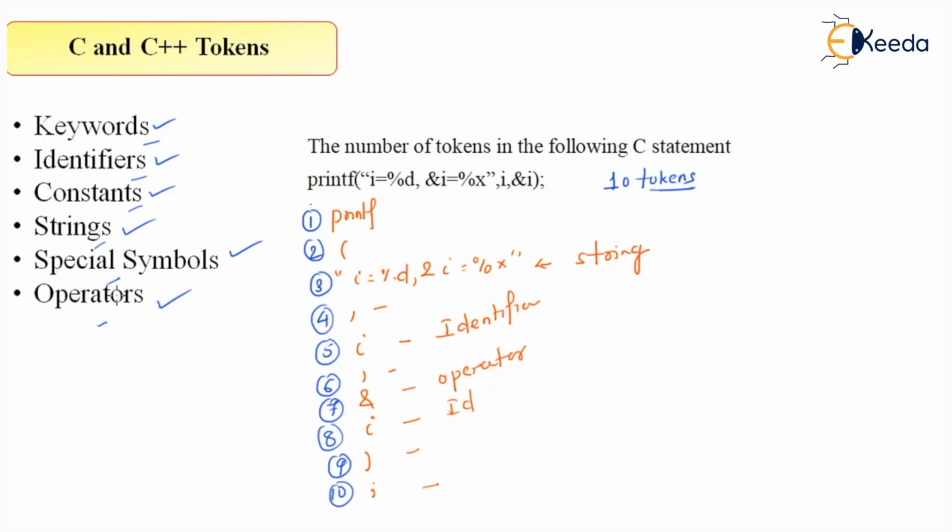So that's all for this session on tokens. Now we'll talk about how this is done using a finite state machine. That's all for this session. Thank you.